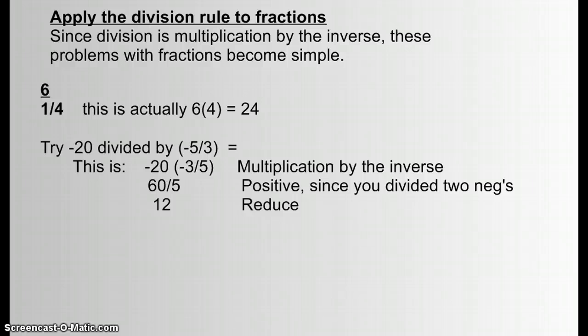Try the next one. If you look at negative 20 divided by negative 5/3, it's actually negative 20 times the multiplicative inverse of negative 5/3, which is negative 3/5. So we're going to multiply these out, and the result is positive. Since you're dividing two negatives, you get a positive result, which is 60 divided by 5. And 60 divided by 5 can be reduced to 12.